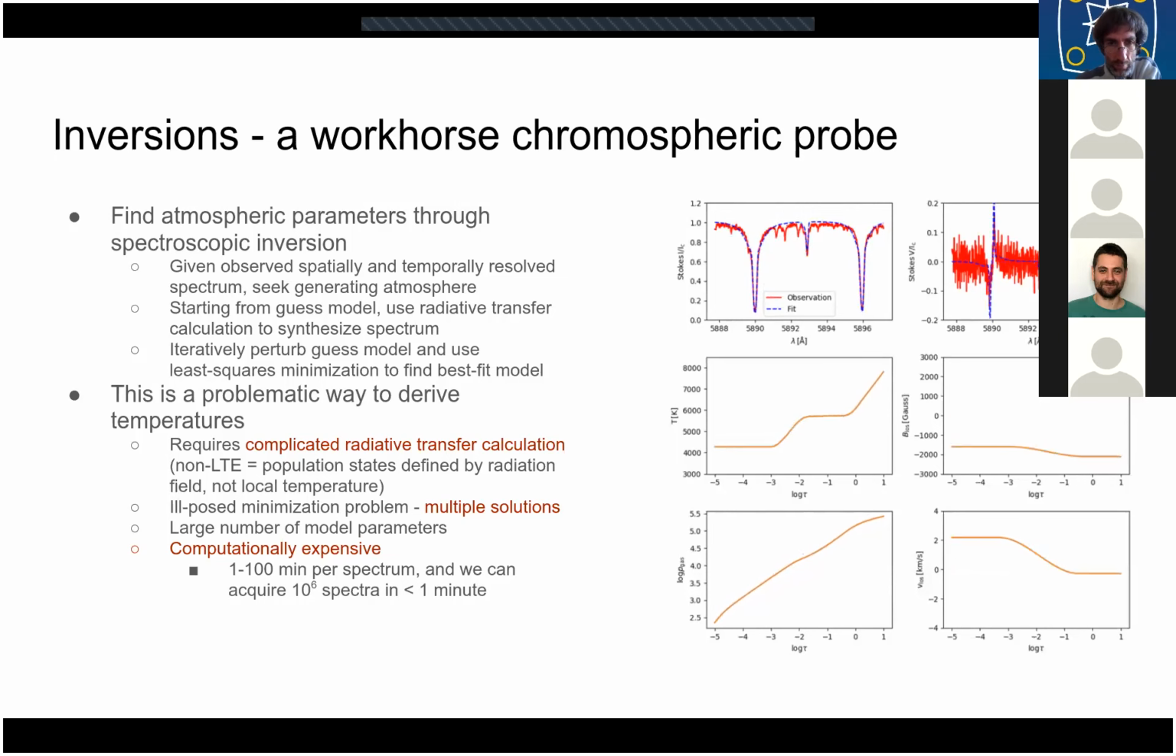It's an ill-posed minimization problem, which means that there are multiple possible solutions that could give you the same observed spectrum. There's a lot of free parameters that you're trying to fit for, and it's very computationally expensive. So for a typical inversion of a chromospheric line, you might spend anywhere from a few minutes to upwards of an hour trying to invert just one single spectrum. And with modern instruments, you get millions of spectra in less than a minute. So this is not exactly super viable for large scale stuff.